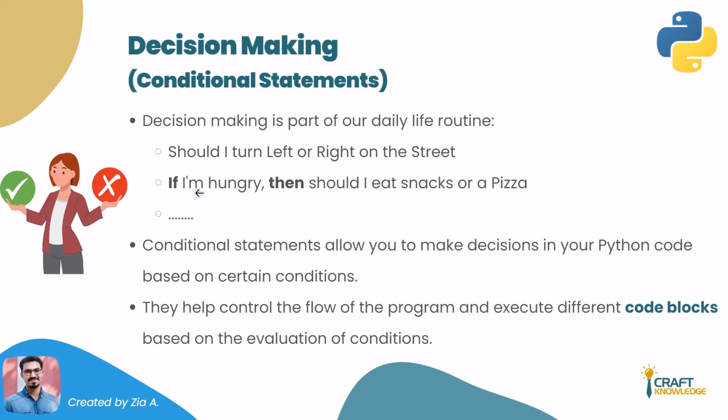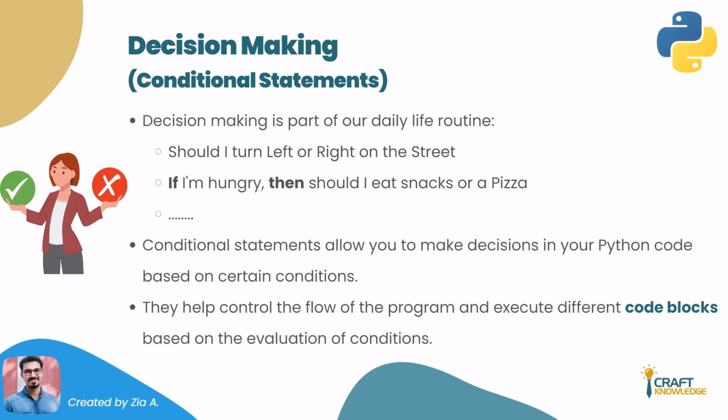If this statement is true, if I am very hungry, then I'll go for pizza. If this statement is false, which means that I'm not very hungry, then I'll go with snacks, right? So now you may be able to link those comparison operators over here.